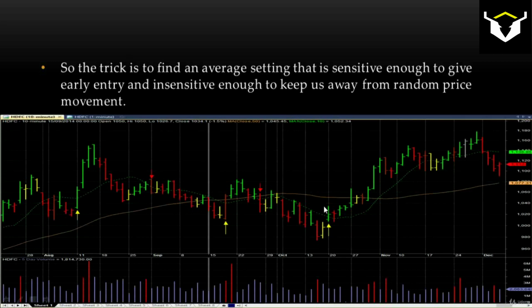So in a trending market, a shorter term moving average will give us early entry, but it will also trigger entry on random price moments or some corrections, whereas a longer look back period will keep us away from such random price action. But in a trend, it will also trigger us late into the setup.